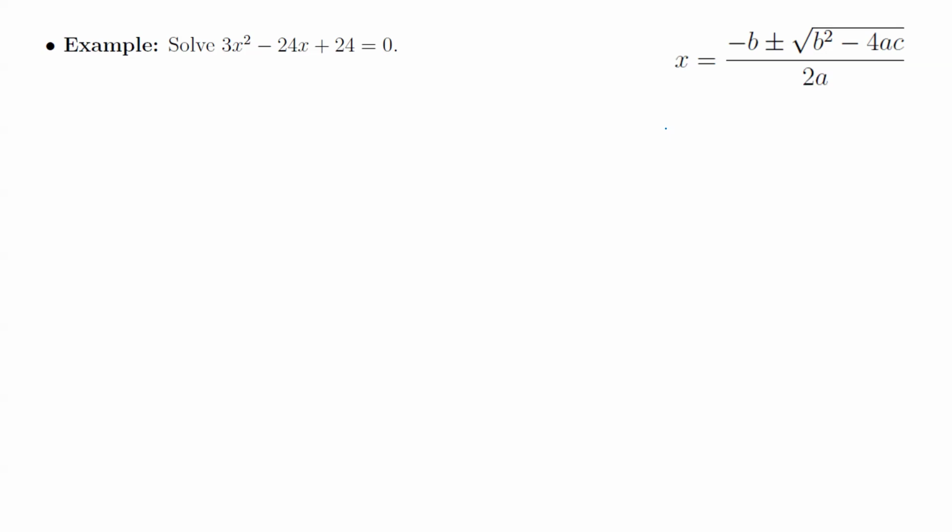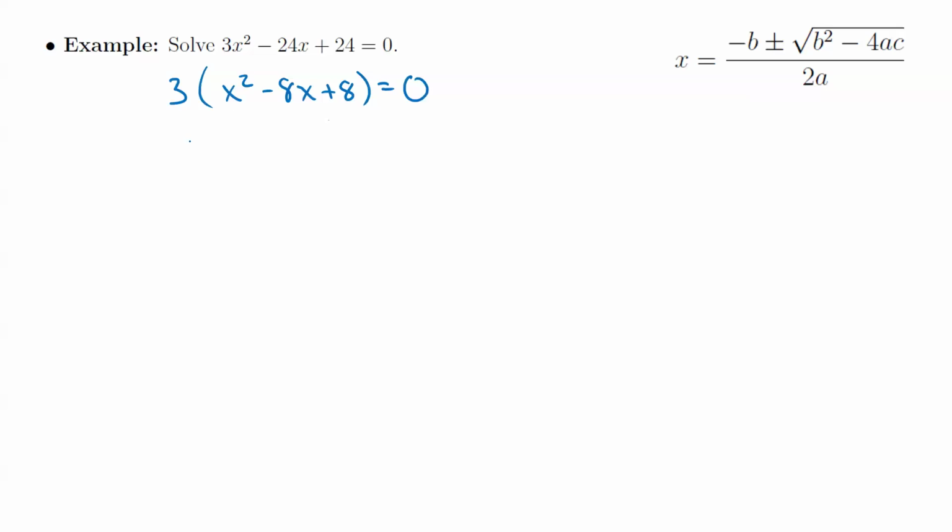In this one, there's a consideration, and that is it would be fine for me to let my A be 3, my B be negative 24, and my C be positive 24. That would be okay. That wouldn't be a problem. However, if you notice that you can factor a common factor out of all of the terms, you should take that opportunity. And the reason you should take that opportunity is because that will make the numbers that you're going to plug in to your quadratic formula that much smaller.